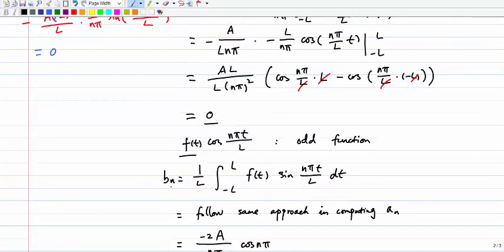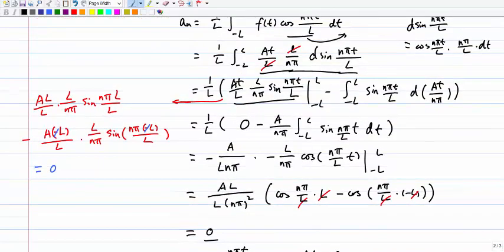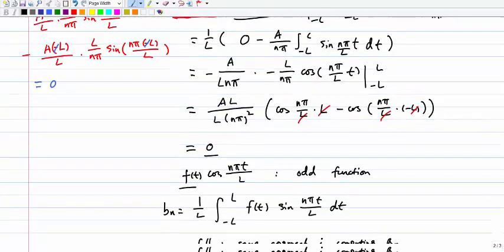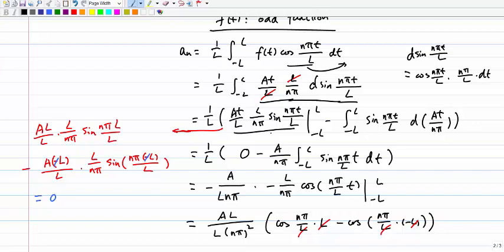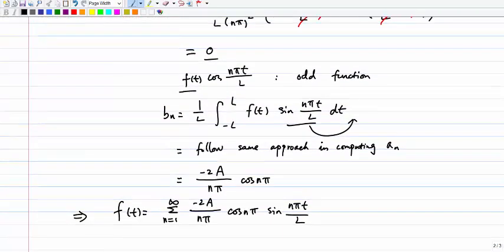Finally, compute Bn. Bn is 1 over L times the integral from negative L to L of f(t) sine(n pi t over L) dt. This procedure is the same as the one I mentioned before. What happens is I move this one to the right hand side, then you do exactly the same steps I mentioned over here, so you can figure out the solution. I don't want to go into detail here, but if you do all the calculation, Bn is not equal to 0 apparently, because if it were 0, everything would be 0, right? So Bn is equal to negative 2a over n pi times cosine n pi.